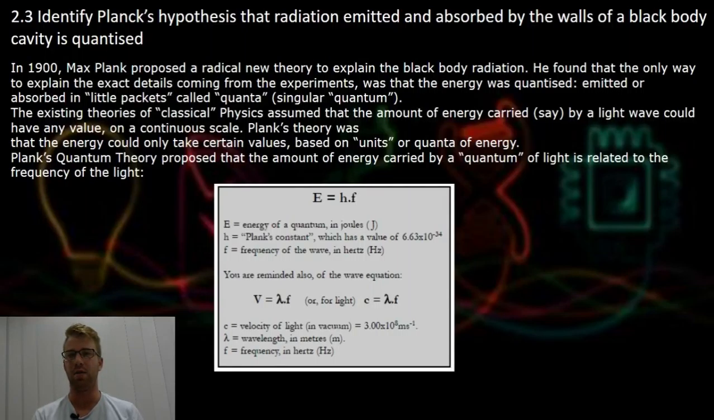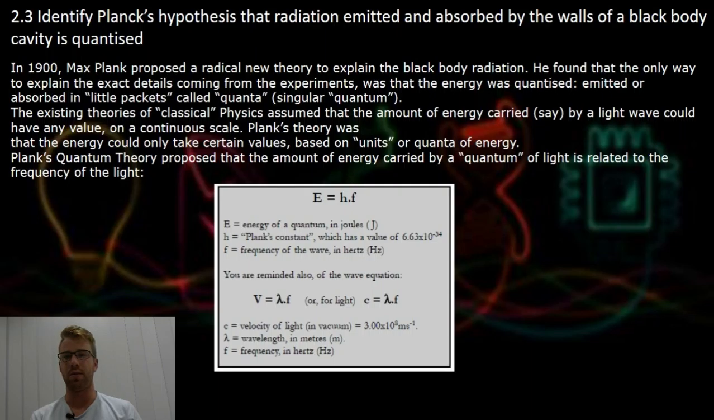He found that the only way to explain the exact details coming from the experiments was that energy was quantized, emitted or absorbed like little packets called quanta. The existing theories of classical physics assumed that the amount of energy carried by a light wave could have any value on a continuous scale. However, Planck's theory was that the energy could only take certain values based on units or quantum energy. And I'll get you to underline that sentence there, and that's why it's on a new line.